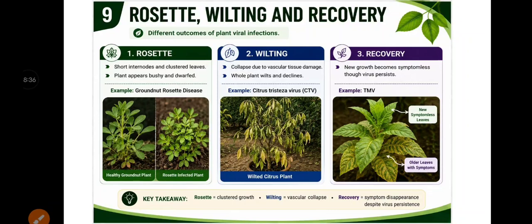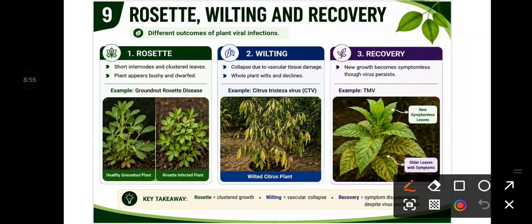So other common symptoms are the rosette and wilting. Rosetting means the leaves will be clustered in a manner that looks like a rose. Here a bushy appearance will be there. That's why the name is rosette, because of the rosy appearance.